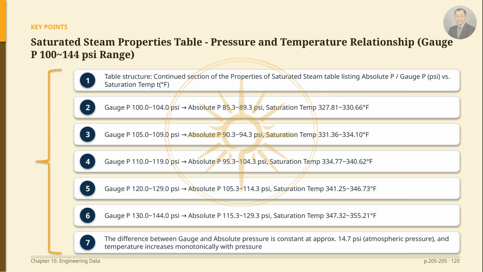temperature of 341.25 degrees Fahrenheit to 346.73 degrees Fahrenheit. And the 130 to 144 psi range reaches an absolute pressure of 115.3 to 129.3 psi and a temperature of 347.32 degrees Fahrenheit to 355.21 degrees Fahrenheit. What is noteworthy here is that the difference between gauge pressure and absolute pressure remains constant at approximately 14.7 psi, which is the atmospheric pressure, and that the saturation temperature increases monotonically as pressure rises.